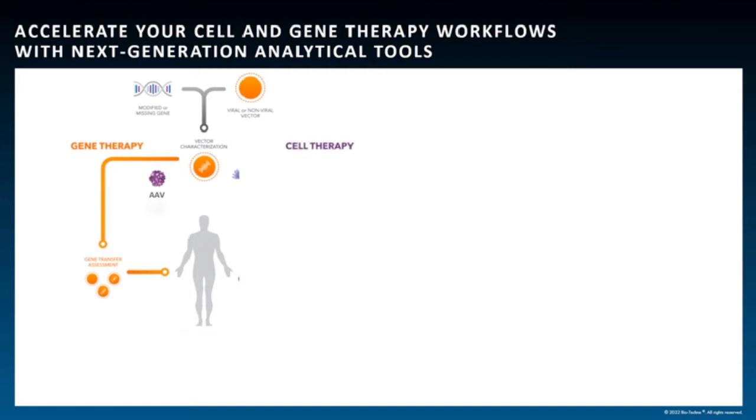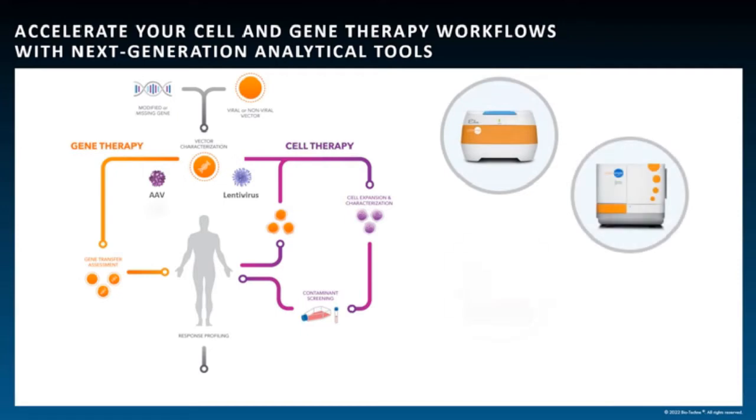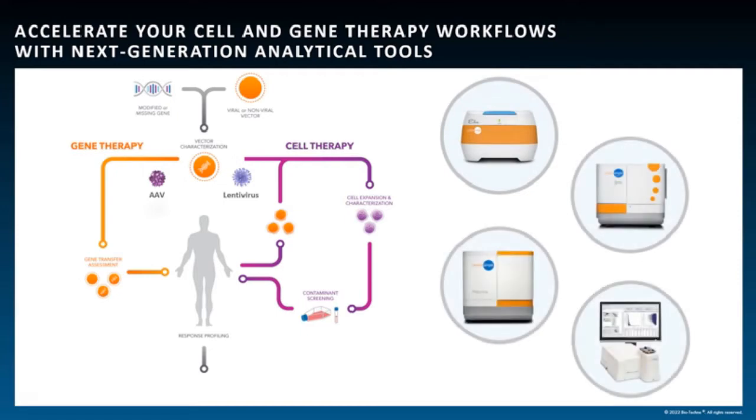For cell therapy, cells are modified with lentivirus carrying the gene of interest and then expanded. Contaminant screening is a necessary part of the process prior to introduction of the final product into patients. In both cell and gene therapy, after delivery, a response is expected which can be profiled. There are 4 analytical platforms to discuss in the context of these workflows: Simple Plex and Simple Western, Maurice, and MFI. Let's get started with Simple Plex.